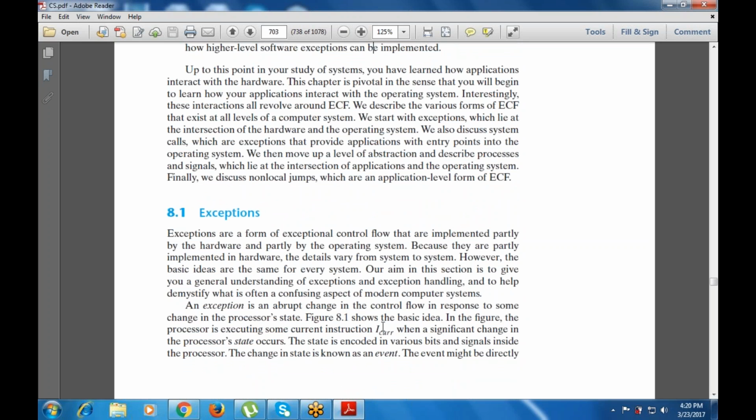Coming to the first point, that is exceptions. This is an abrupt change in the control flow in response to some change in the processor state. So whenever we are using the control flow in response to the change in the processor state, that shows the basic idea of the current instruction.